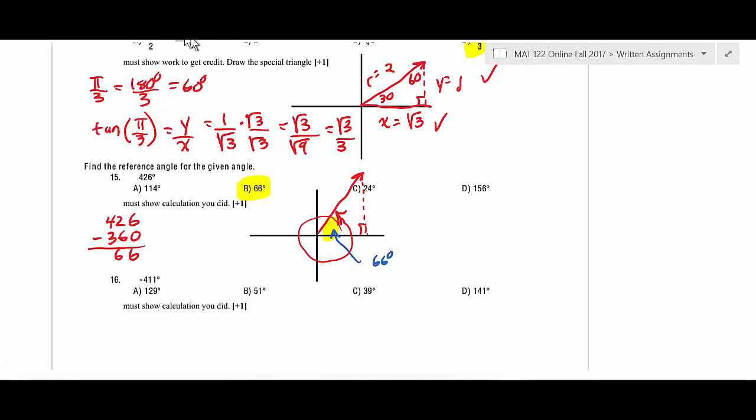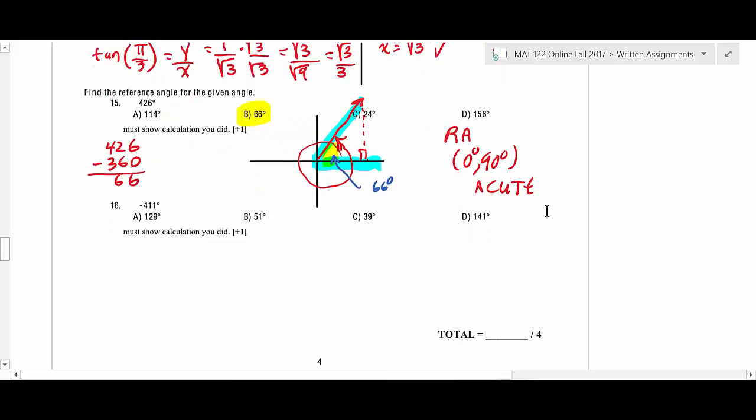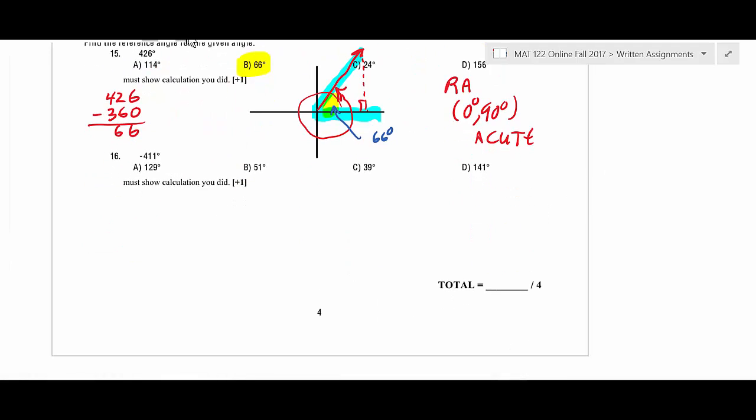Okay, remember a reference angle always falls between 0 and 90 degrees. It's always an acute angle. Okay, it's always between the x-axis and the radius. It's always that angle there. Okay, next problem. The way I would approach this one probably is, since this is a negative angle, what I would do is I would just add 360 to it. And if you do that, you're going to end up getting negative 51 degrees.